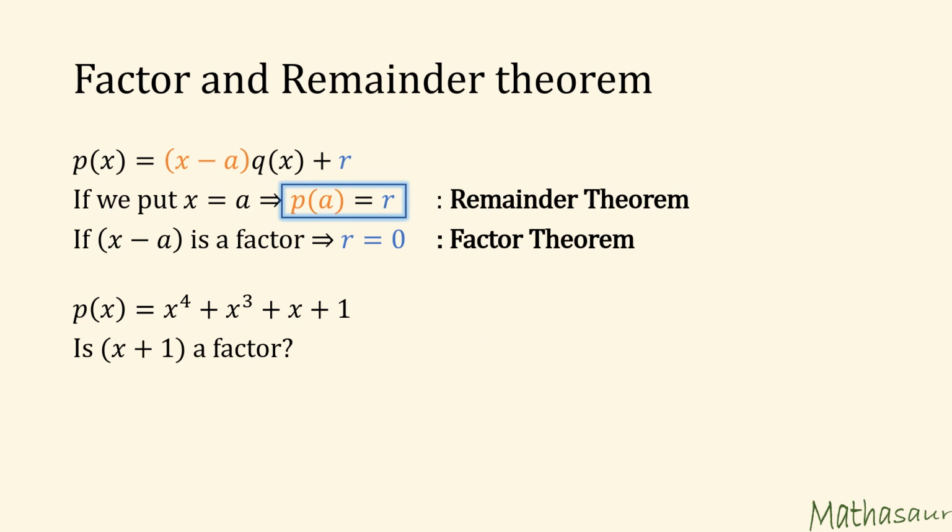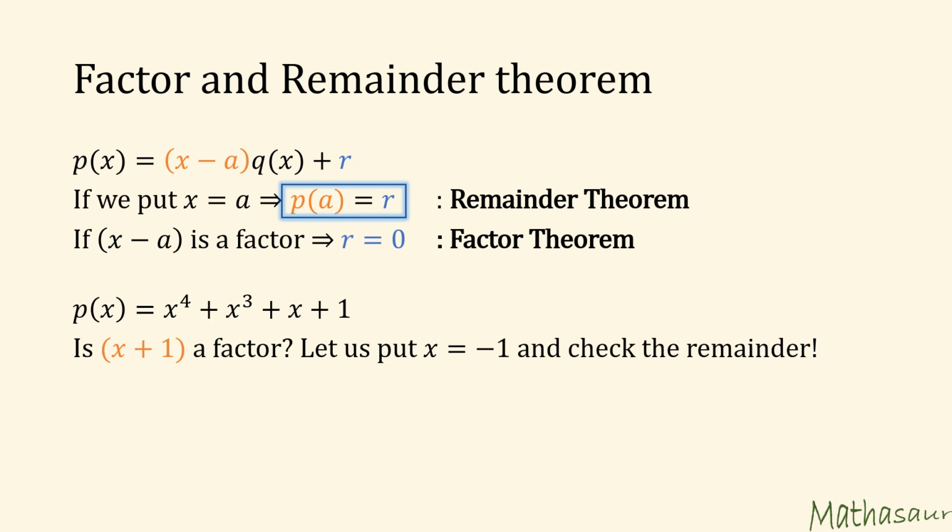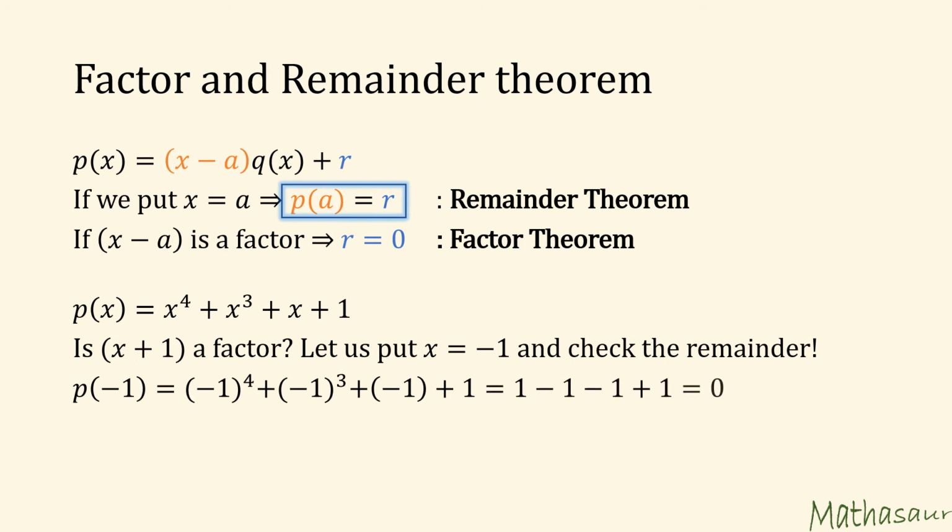Now let us see if x plus 1 is a factor of the polynomial. Now here a is equal to minus 1. So let us put x equals minus 1 and check the remainder. So we get P of minus 1 equals 0, which means that x plus 1 is a factor of the polynomial P(x). So we put a value of x to find the remainder, and if the remainder is 0, then we say that the divisor is a factor of the polynomial.